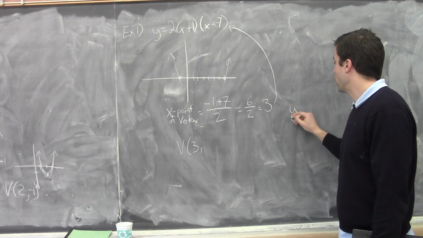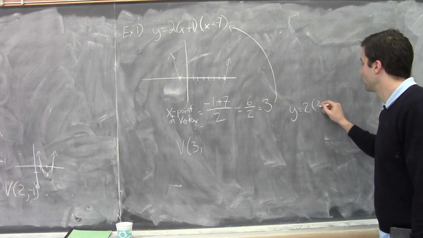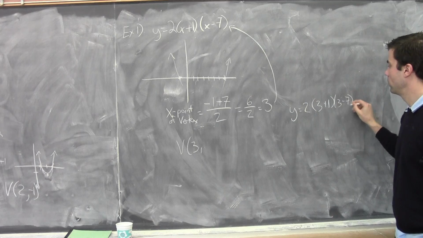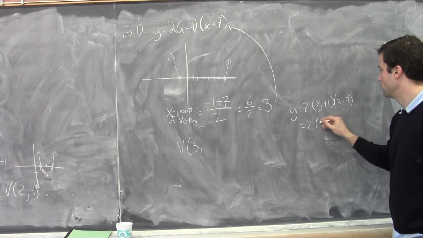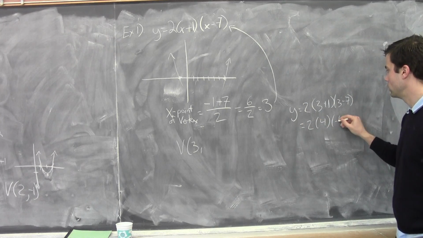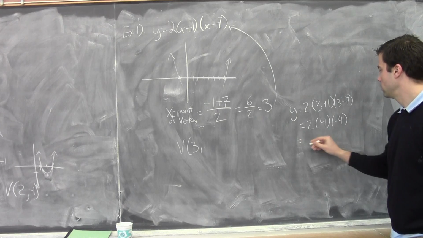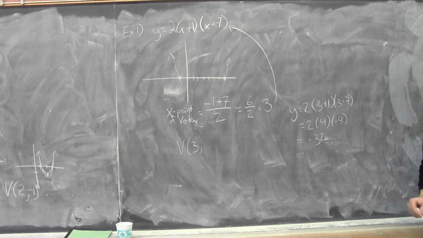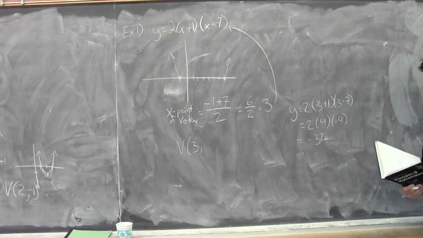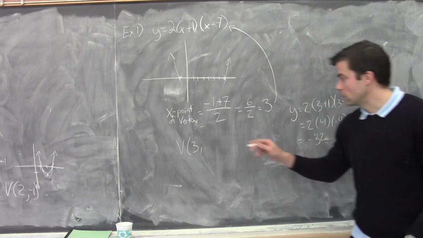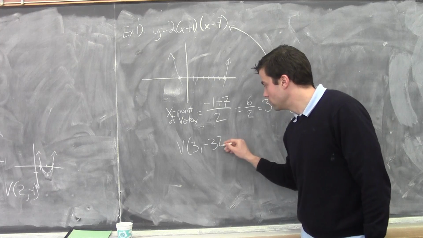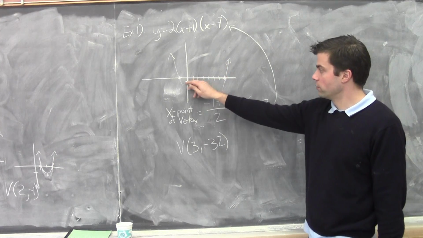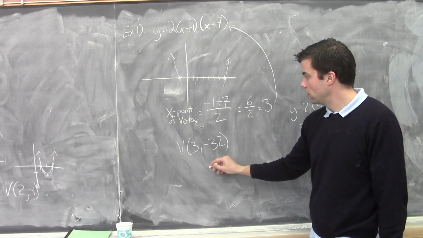So we're going to get y is equal to 2(3 + 1)(3 - 7), equal to 2 times 4 times -4, which is -16, -32. Okay, so my vertex is (3, -32). So this is actually quite low, right? It's all the way down here.